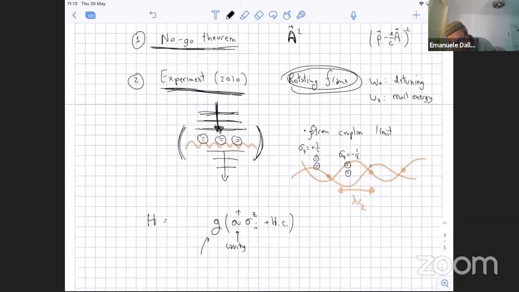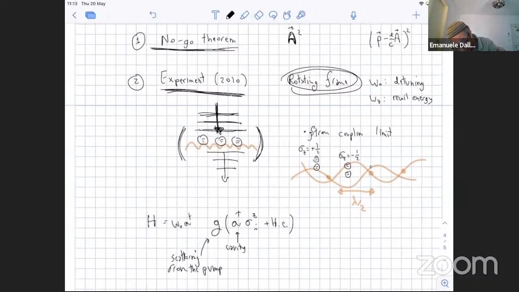So this is basically the scattering from the pump. The scattering from the pump creates a photon in the cavity with a phase that depends on the position of the spin. So this is why there is a connection between the spins and the photons. Now, what other terms do we have? We have an omega 0 a dagger a. Okay, this is just the detuning between the cavity and the pump.